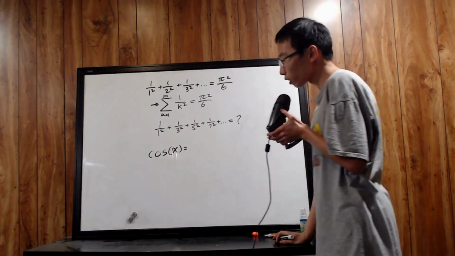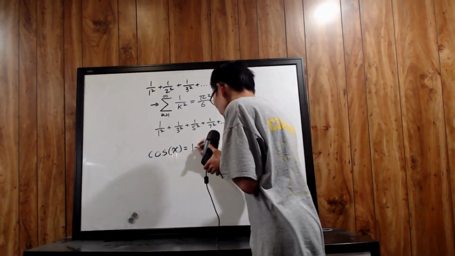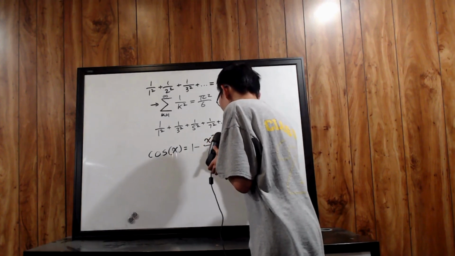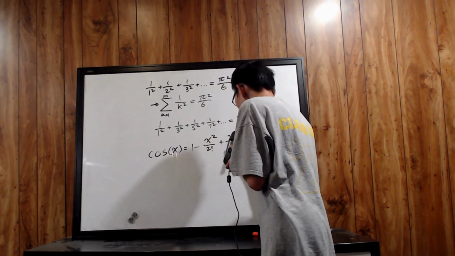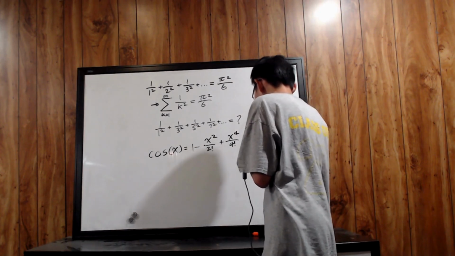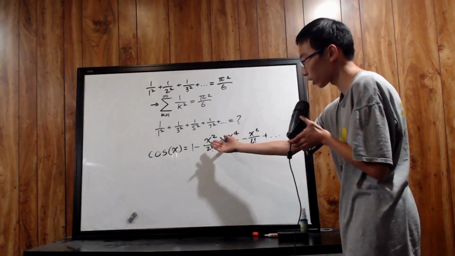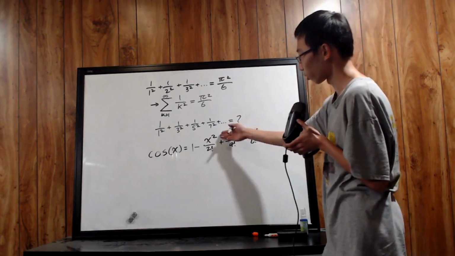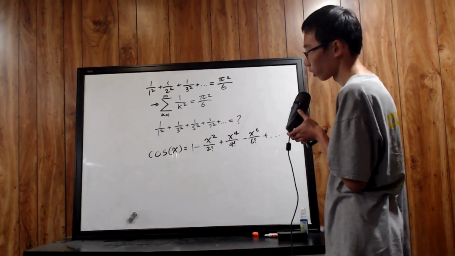Now, if you're familiar with the Taylor series of this function, it is 1 minus x squared over 2 factorial plus x to the 4 over 4 factorial minus x to the 6 over 6 factorial, and so on and so forth. It's an alternating sum, and basically the exponent here is always even, and the factorial is always an even number factorial, right?